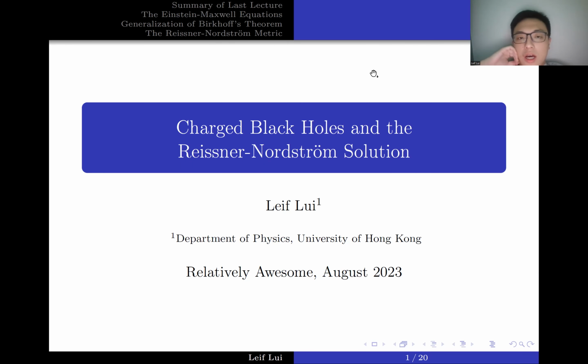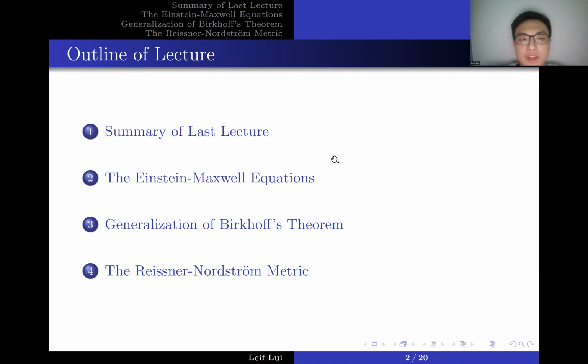Hello, everyone. As promised, I will move on from Schwarzschild black holes and talk about more complex structures, namely black holes with charge and the Reissner-Nordstrom solution. So let's go. The outline of this lecture is as follows. First, I will, as always, summarize what we did in the last lecture. Then I will derive the Einstein-Maxwell equations and use them to derive the generalized Birkhoff's theorem. And finally, I will apply some boundary conditions to the solution of the generalized Birkhoff's theorem and obtain the Reissner-Nordstrom metric.